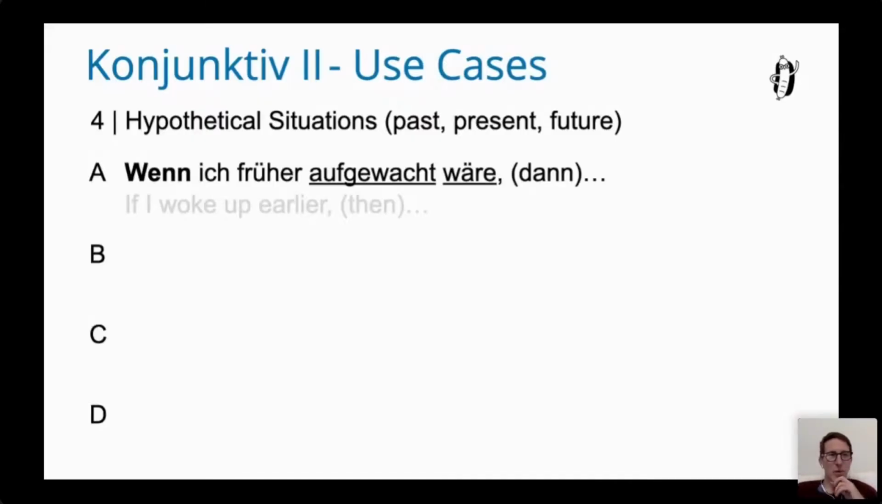If I woke up earlier, then, yeah, or if I had woken up earlier. Forgive my English, I'm not a translator, but you get the idea here. So this is a possibility because you didn't wake up earlier. So if you see here the wäre, it means if I would have woken up earlier is the best translation. Yeah. If only I had woken up earlier.